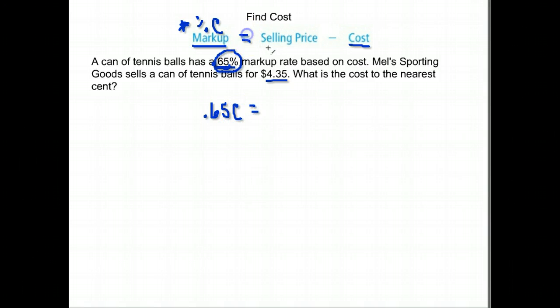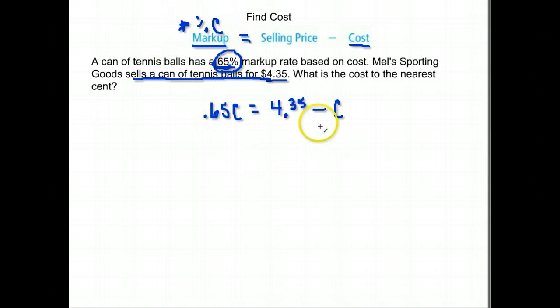Now that's equal to the selling price. Did they give us that at least? Yes, it says they sell a can of tennis balls for $4.35. So that's equal to $4.35 minus the cost. Do we know the cost? No, but we decided we would just call the cost C. Now we have an algebra problem. We used our formula to set up an algebra problem, and now we will solve that problem to find our cost.